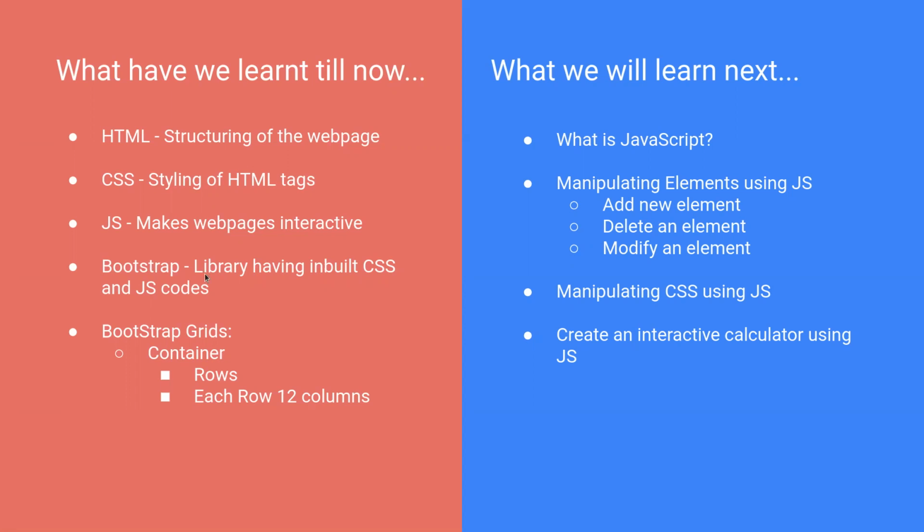Bootstrap is a library having inbuilt CSS and JavaScript codes. And we also saw Bootstrap grids, which contain containers, rows, and columns. So that is what we have learned till now. Next, we'll be learning about JavaScript.